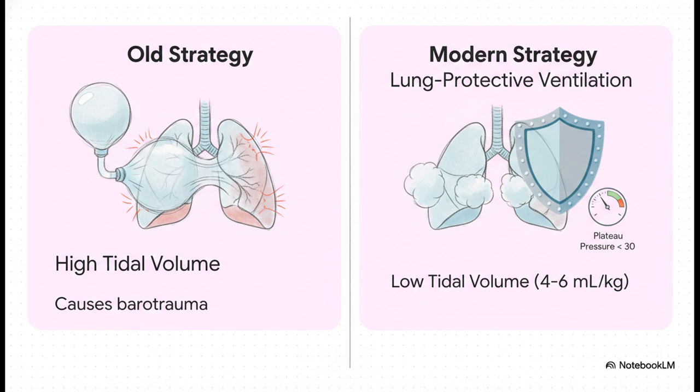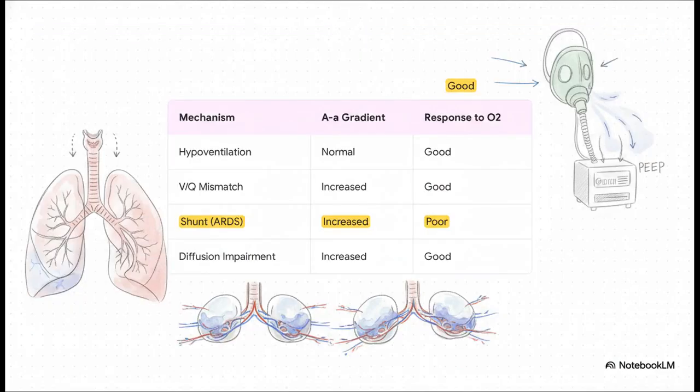We accept that the CO2 might rise a bit, so-called permissive hypercapnia, because we know that protecting the lung is more important than a perfect blood gas. To really understand why this works, you have to understand the physiology. The main reason patients with ARDS are so hypoxic is because of intrapulmonary shunt. Their alveoli are full of inflammatory gunk, so blood flows right past them without picking up any oxygen.